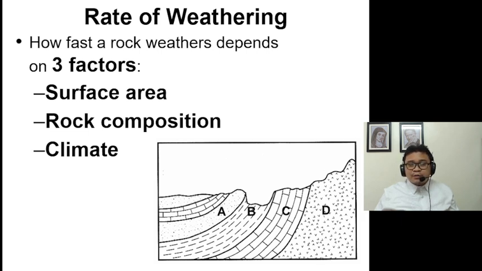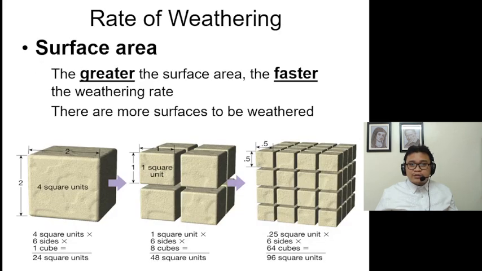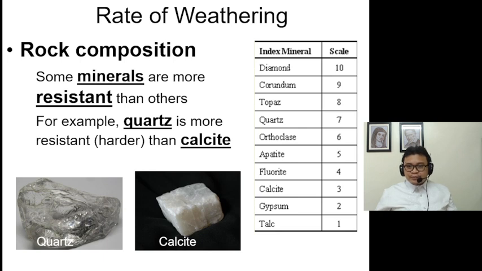Now for rock composition, it is relatively easy to remember because in minerals we have a typical scale that we use, which is the Mohs scale of hardness, right? The harder the rock or the mineral, the more difficult it is to be weathered. And of course, the softer the rocks, the easier it is to weather. And lastly, we have climate. Okay, so as you can see on this chart here, the higher you go on the Mohs scale of hardness, the more difficult it is to weather.